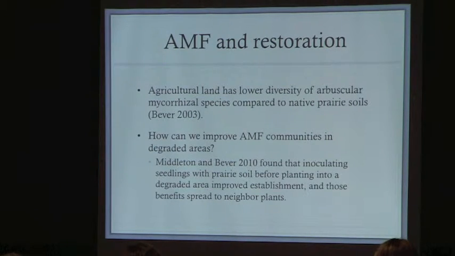We also wanted to look at arbuscular mycorrhizal fungi in restoration, and luckily Ilva went over all this so I don't have to explain what AMF are. But it's been shown that there is typically a lower diversity of AMF in agricultural areas compared to native prairie soils. So how can we improve AMF in these degraded areas?